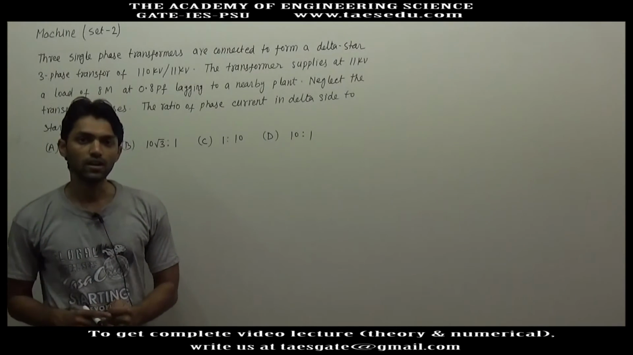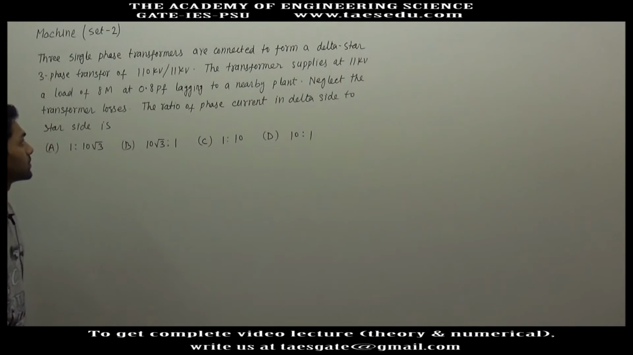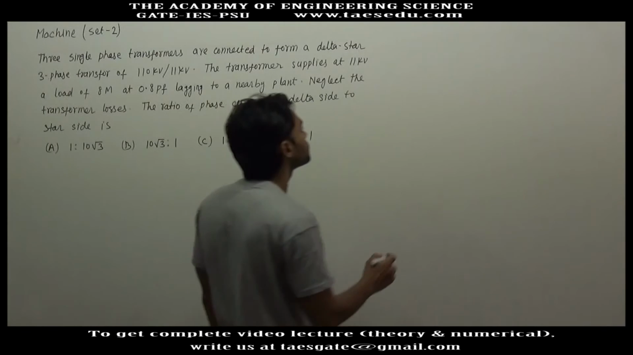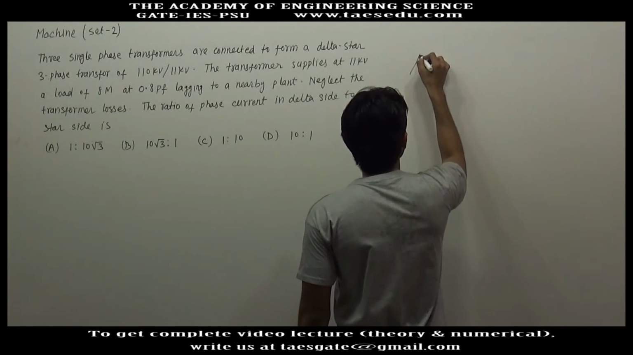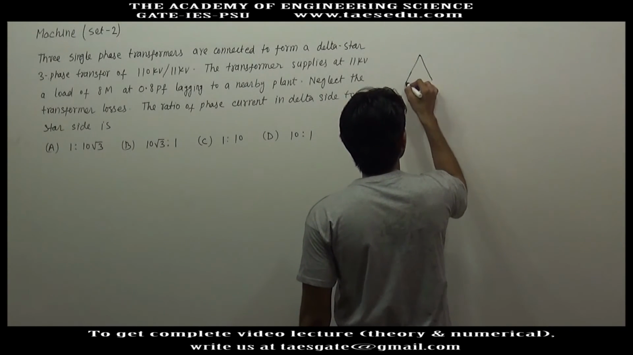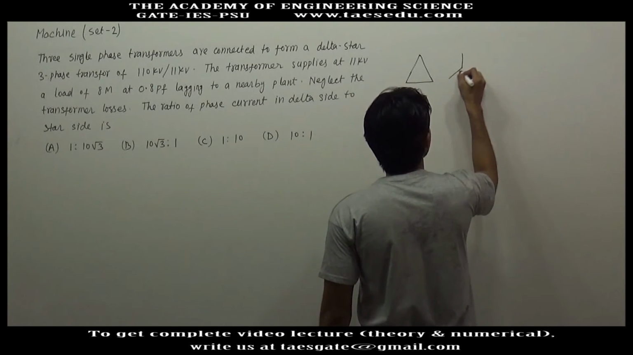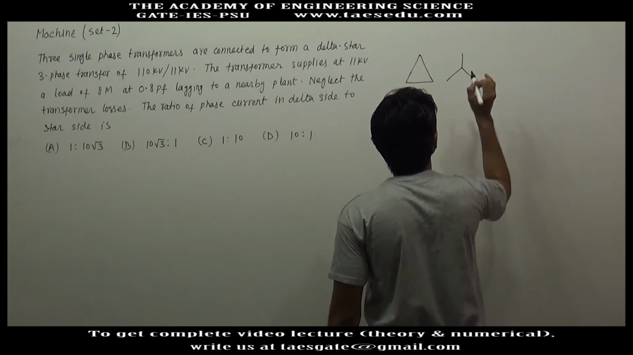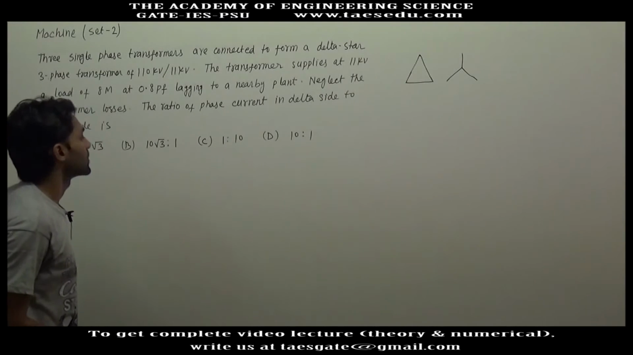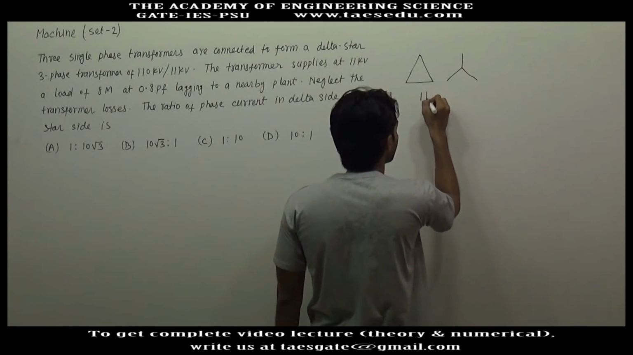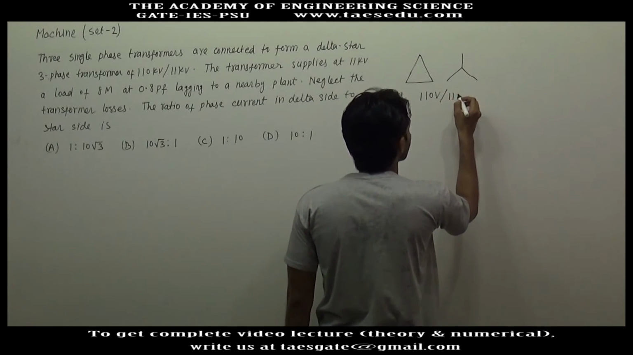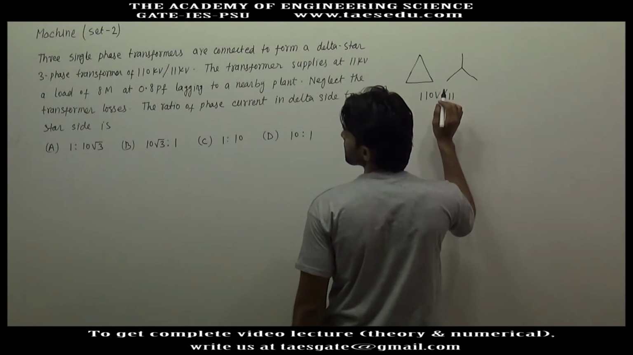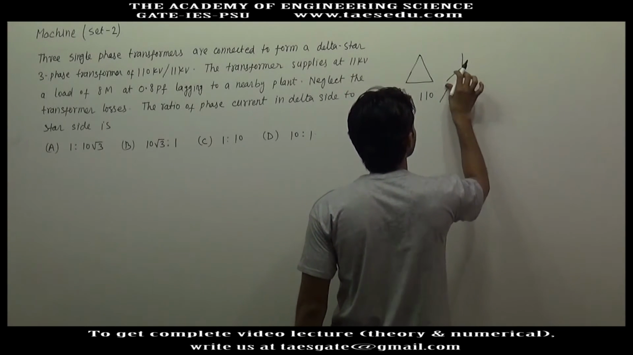Three single phase transformers are connected to form a delta star three phase transformer. We have a delta star three phase transformer, and voltage ratio is given as 110 kilovolt by 11 kilovolt.